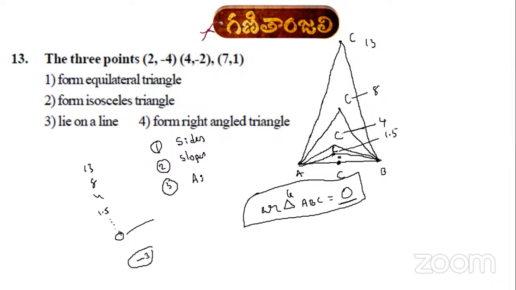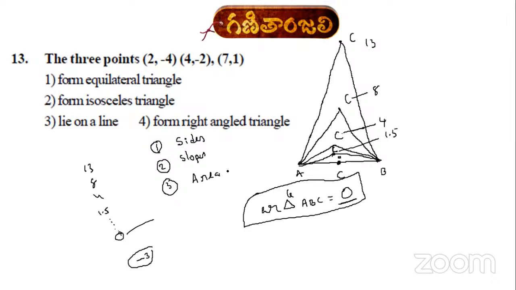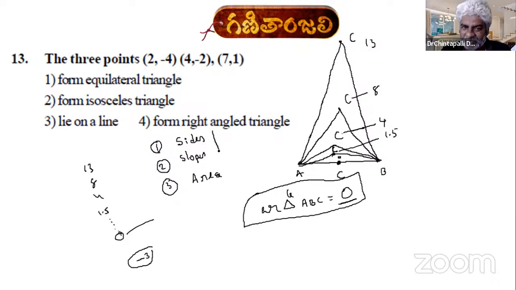By finding the area of the triangle formed by those 3 points, if we get 0, that means it is not a triangle. That means the 3 points lie on a line. So these are the 3 methods to check whether given points are collinear or not.